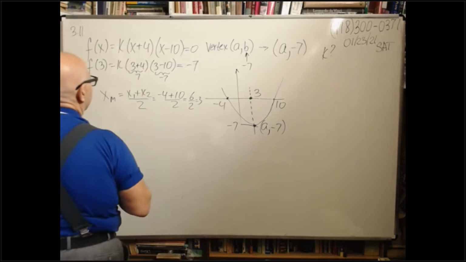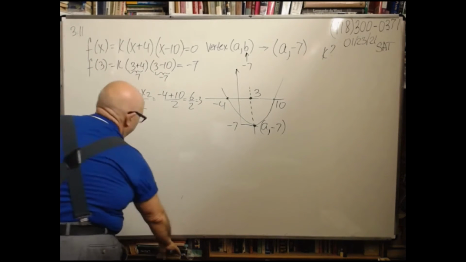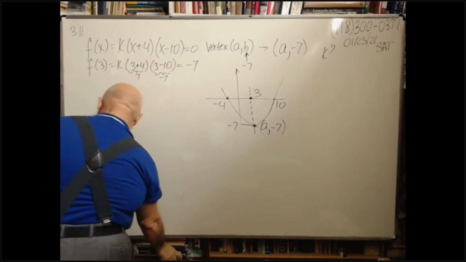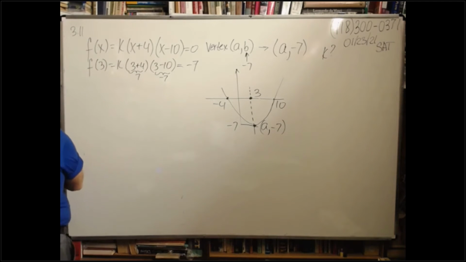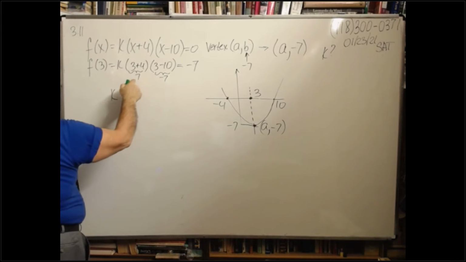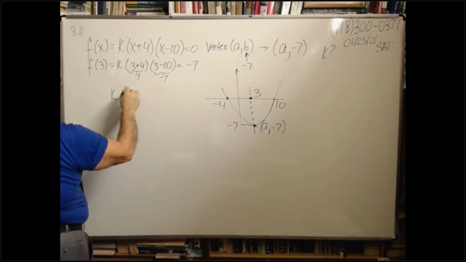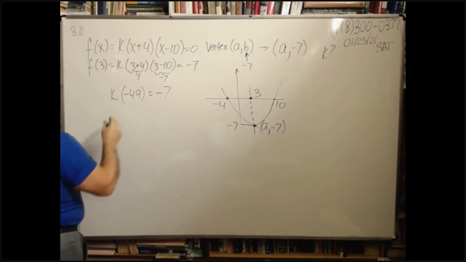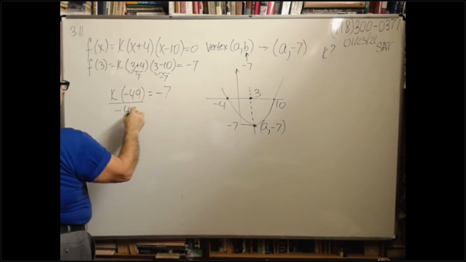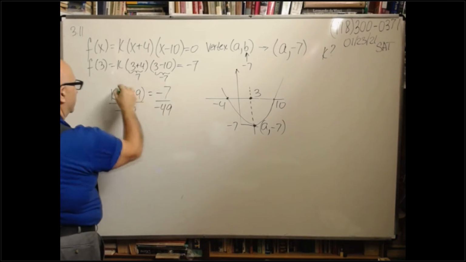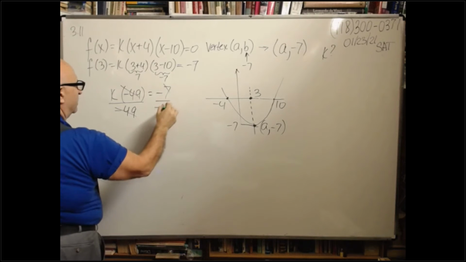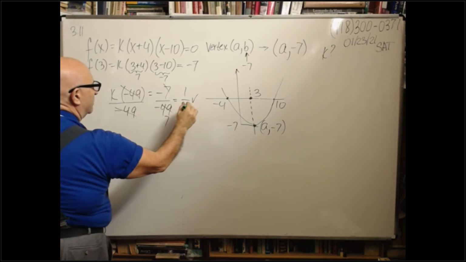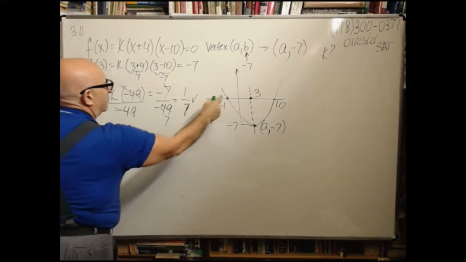Good. Let me erase this stuff as well to save space and time. Okay. And what we have, k times 7 times negative 7, negative 49, equals to negative 7. How to find k? Divide both parts by negative 49. Cancel, cancel, 7. It would be 1 over 7.